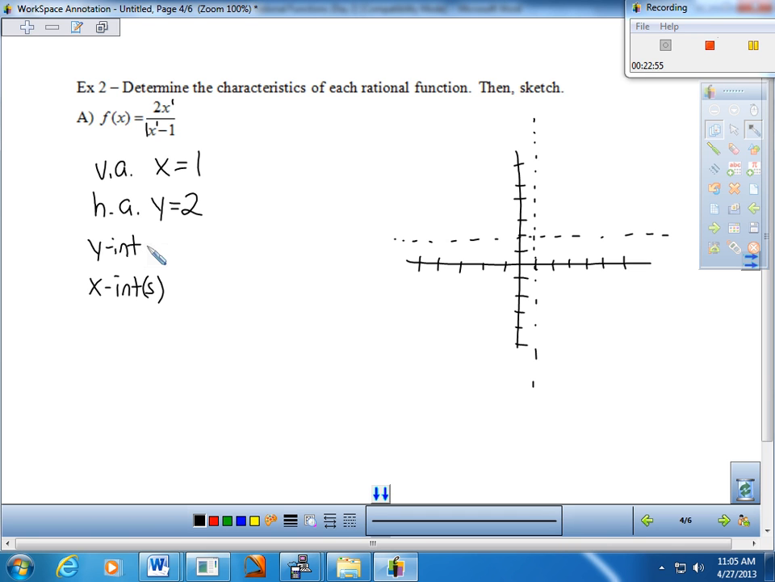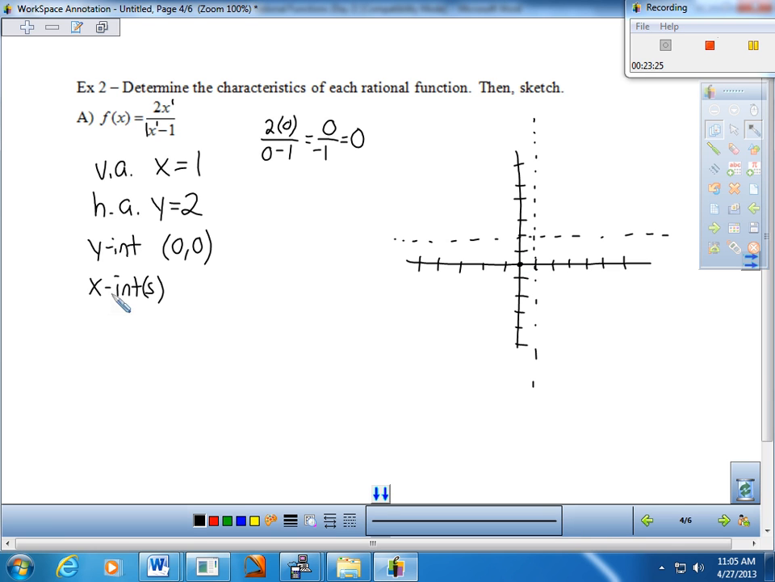Y-intercept, probably have to do a little calculation on this. We have to just make x 0. So this would be the y-intercept. And we get 2 times 0 on top, which is 0. 0 minus 1 on the bottom. And so as a result, it looks like when 0 goes in, 0 comes out. So it looks like this graph is going right smack through the origin. There we go. Looks good.